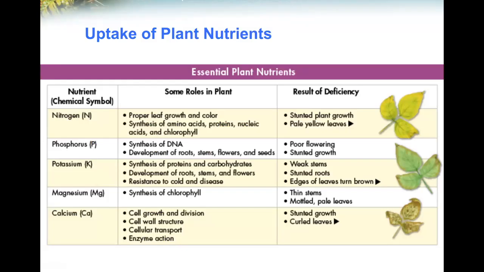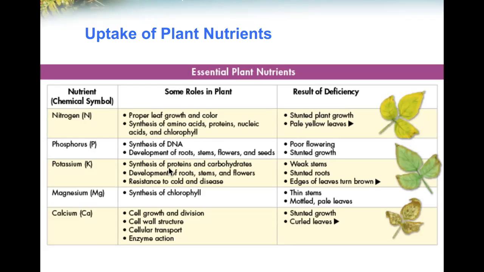So, the uptake of plant nutrients: nitrogen plays a role in the plant of proper leaf growth and color, synthesis of amino acids, proteins, nucleic acid, and chlorophyll. If it's deficient, there is stunted plant growth and pale yellow leaves. Phosphorus is needed in the synthesis of DNA, development of roots, stems, flowers, and seeds. If it is deficient, there is poor flowering and stunted growth.